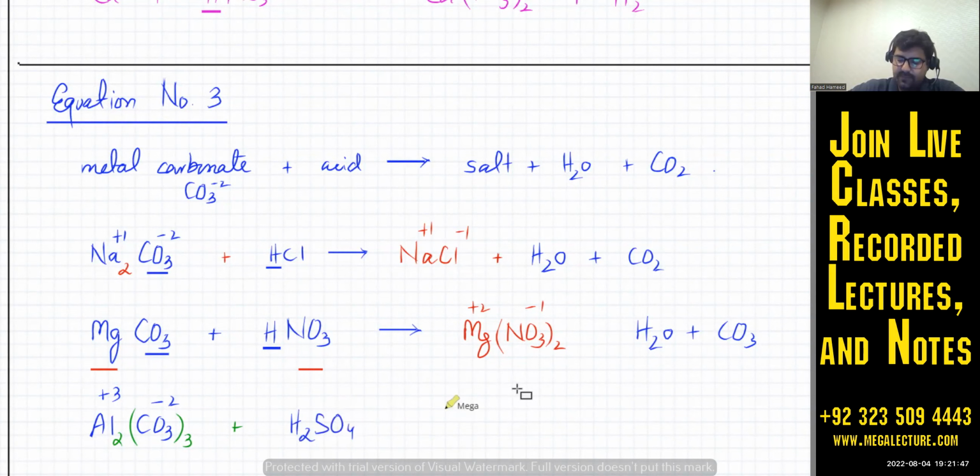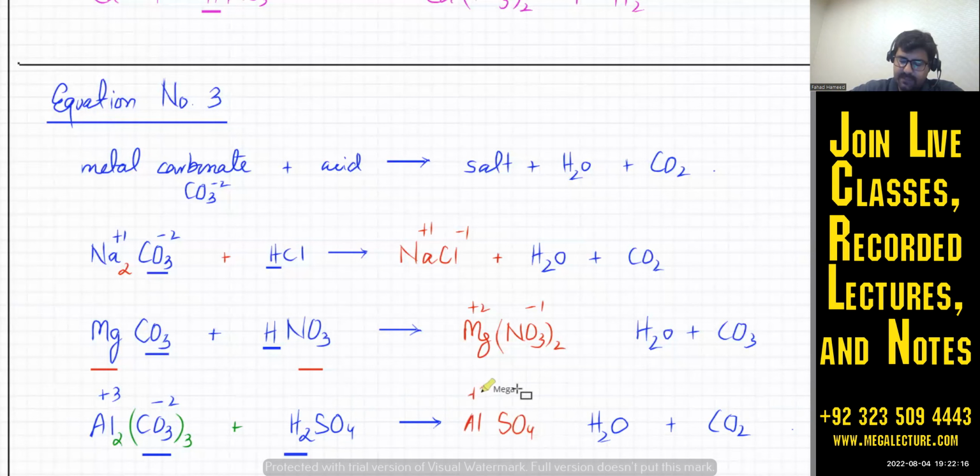So let's pick H2SO4. Again, it's going to produce salt, water, and carbon dioxide. So that means the carbonate is gone, and the H and the carbonate have ended up forming water and carbon dioxide. What is left? Al and SO4. So Al and SO4 are left.